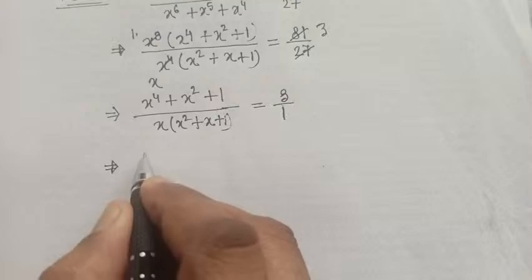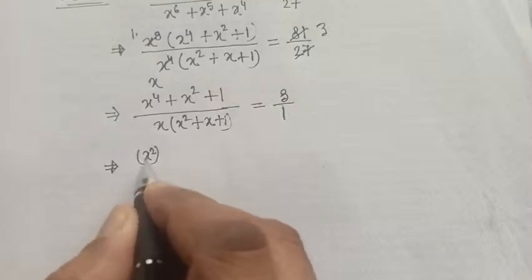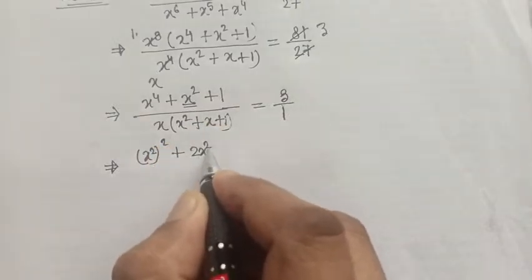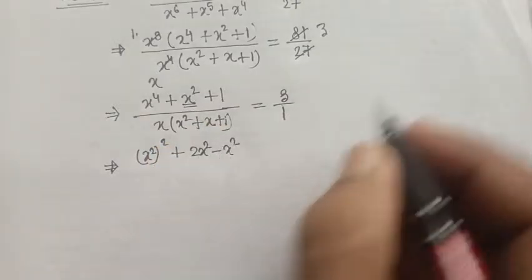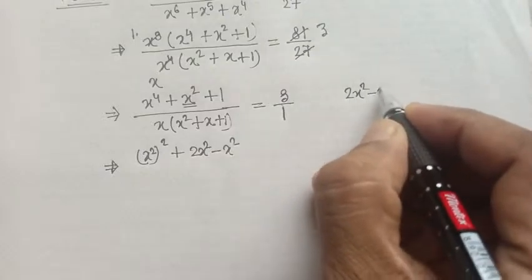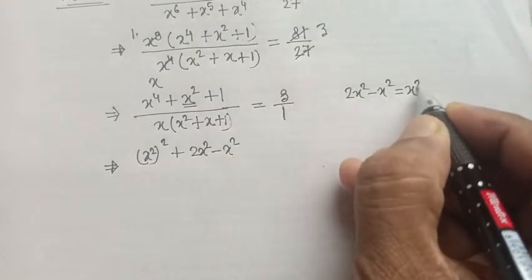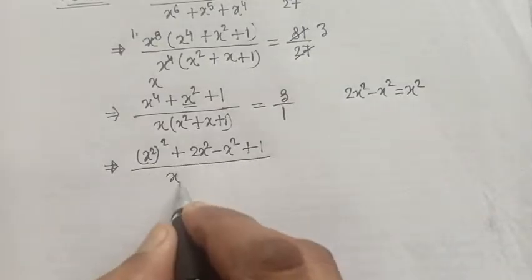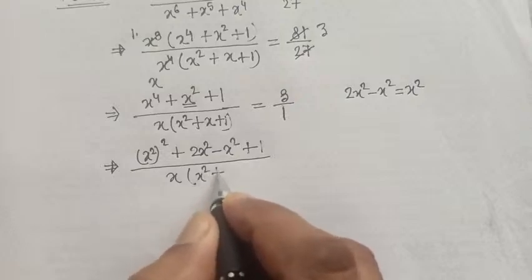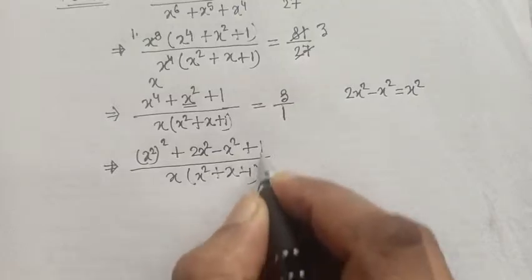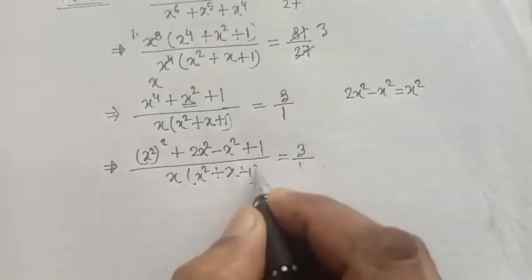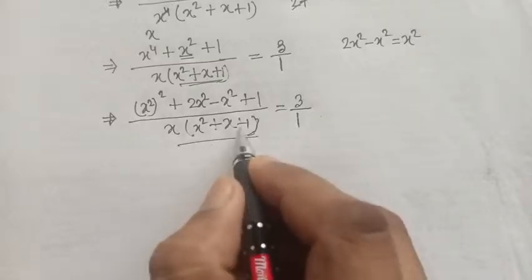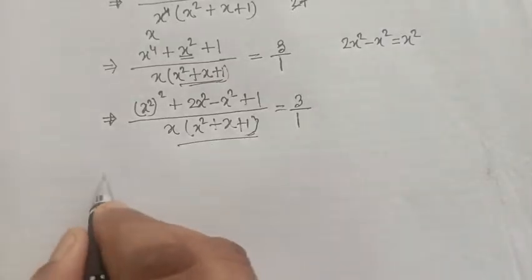Now we can express x to the power 4 as x square to the power square, and this x square can be expressed as 2x square minus x square, is equal to x square plus 1 by x into x square plus x plus 1. So this part will remain same like this.